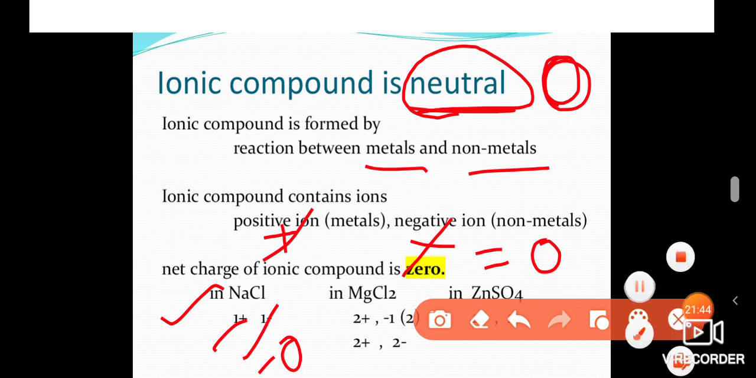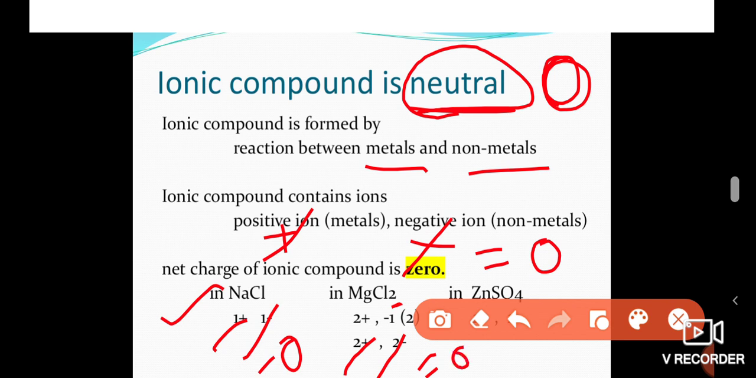Mg2+. What is the charge of chlorine? We know the chlorine is -1. But how many chlorine are there? 2. So that -1 is multiplied by the number 2. That 2 indicates 2 chlorine atoms present. So finally we get the charge -2. So +2 and -2 cancel each other and the net product is 0.